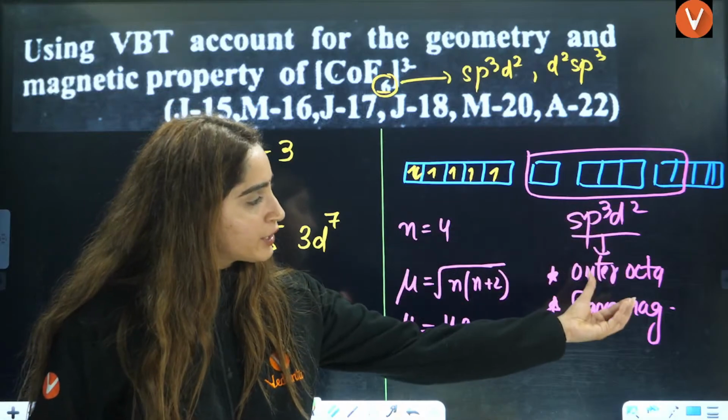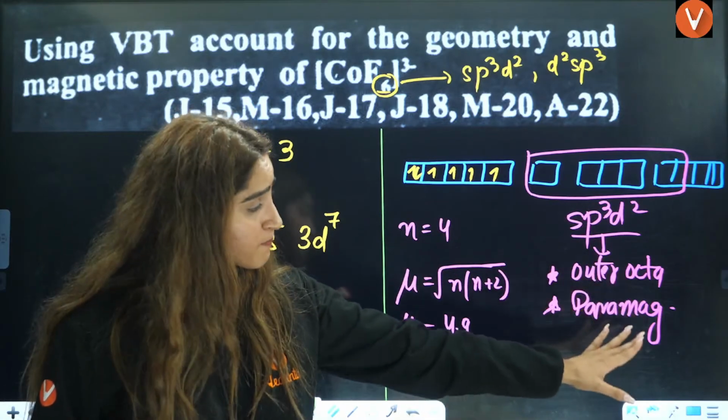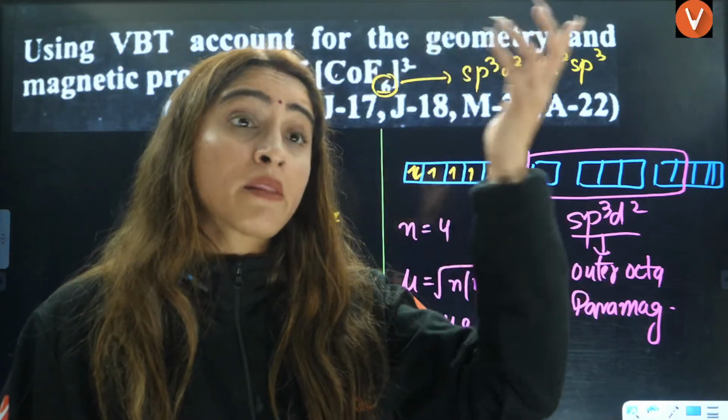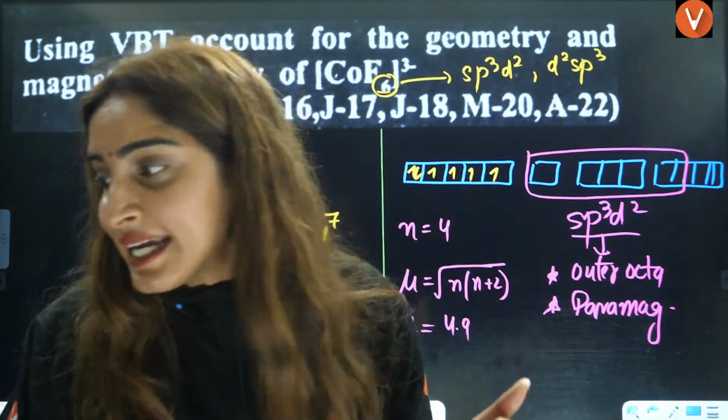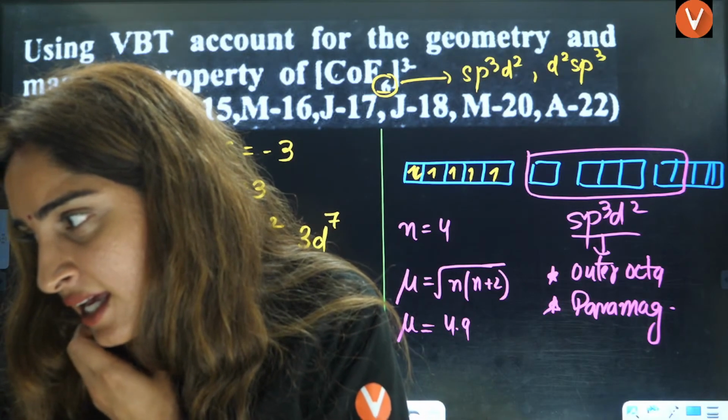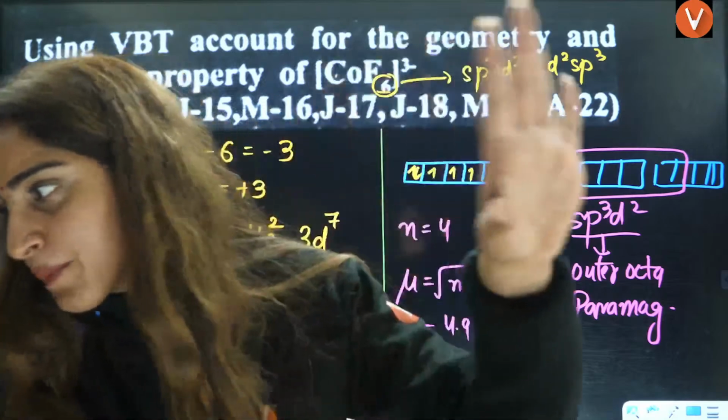This is sp3d2 octahedral, outer octahedral, paramagnetic. I have even calculated the magnetic moment for you, right? Okay, understood? Yes. Is there any problem here?